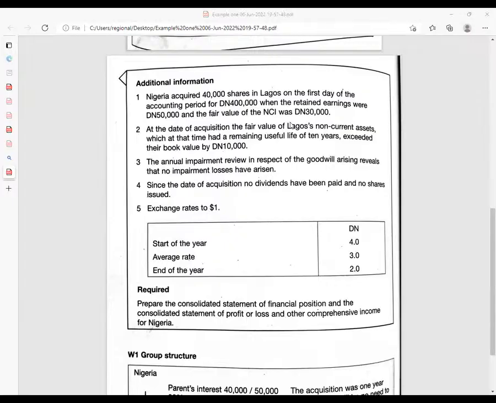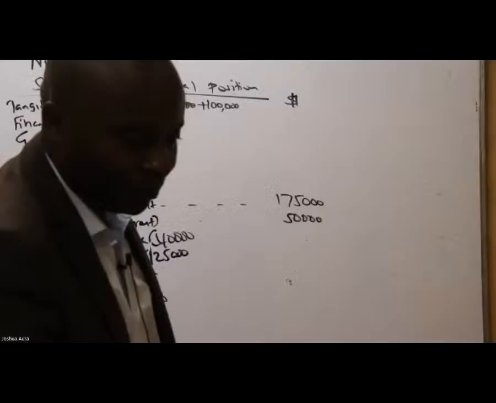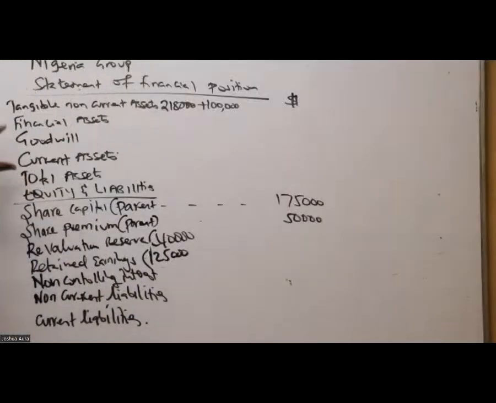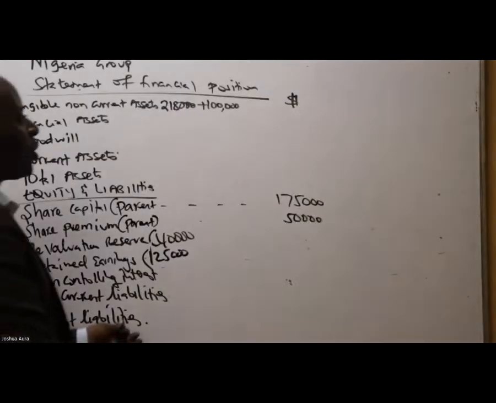Two. Closing rate. Always for the balance sheet, assets and liabilities, you shall use what we call the closing rate to translate.